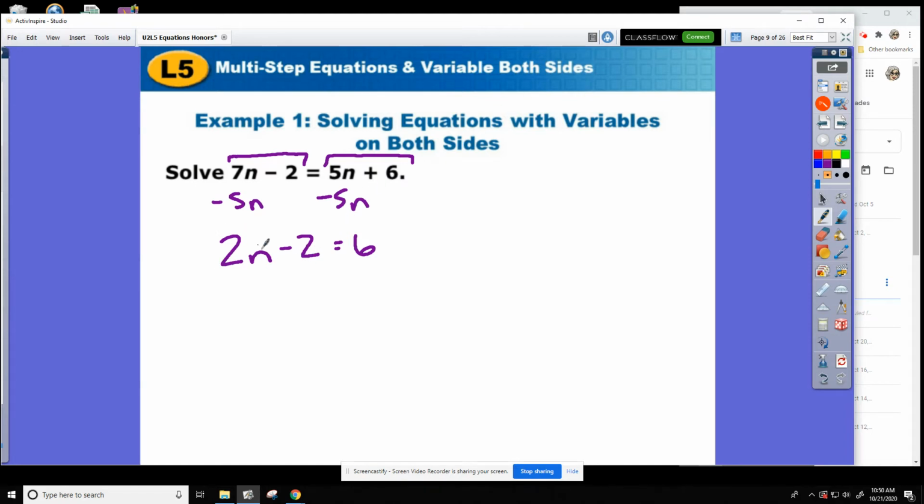So the 2n is good where it's at. I'm going to move the 2. So 2n equals 8, n equals 4.